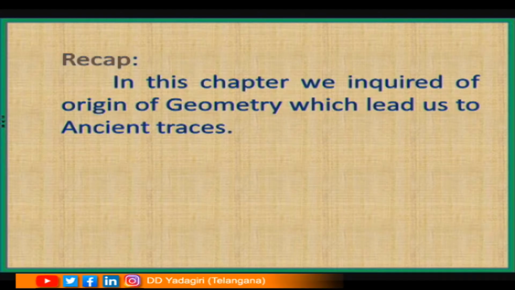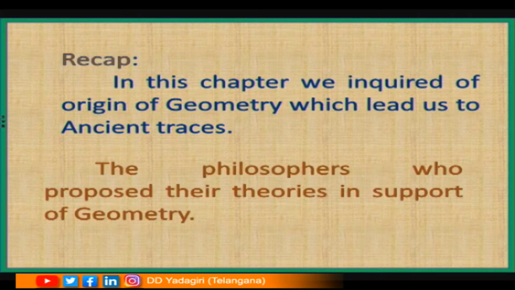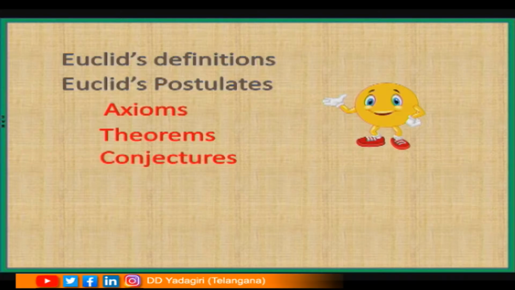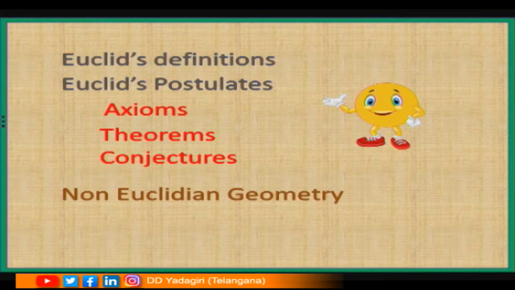Now, let us have a recap. In this chapter, we inquired about the origin of geometry, which led us to the ancient traces. That means, we tried to understand where and who started geometry, but it has taken us to the ancient traces. We can see that there are many philosophers who proposed their theories in support of geometry. We have seen Euclid's definitions, postulates, axioms, theorems, conjectures, and even discussed non-Euclidean geometry.